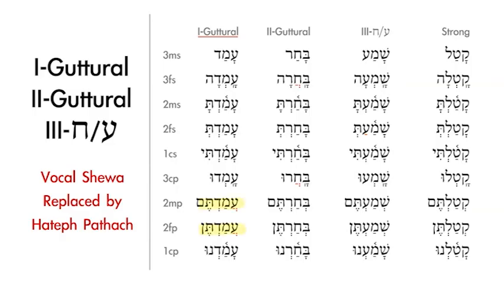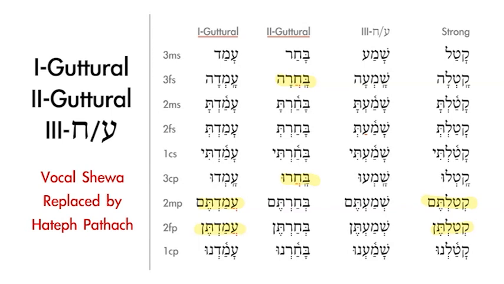You'll observe in the right-hand column, in the strong verb, that there's a vocal schwa under the qof. Because in the weak verb, the one-guttural weak verb, the first root letter is an ayin or a guttural, you can't have the vocal schwa, and you'll take the Hatef Pathach vowel. In the two-guttural category, there are also two places where the vocal schwa changes to Hatef Pathach, in the 3MS and in the 3CP.